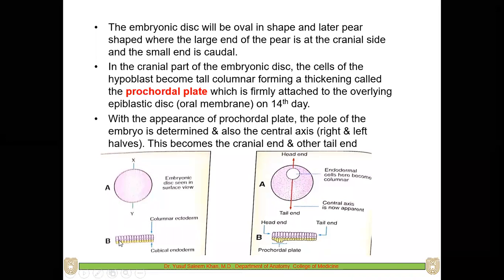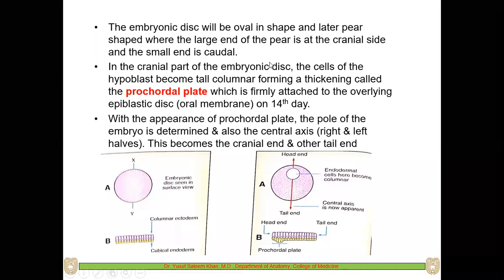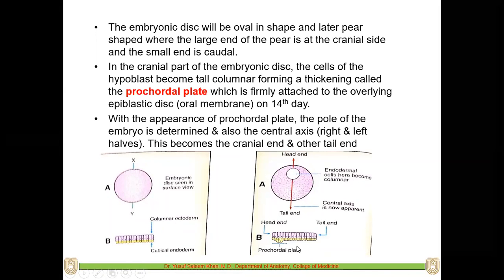Okay, now if you look at the hypoblastic cells, slowly near the head end there is proliferation of these hypoblastic cells. Here they are all equal, but near the head end, there is proliferation of the cells of the hypoblast, not the epiblast. In the cranial part of the embryonic disc, the hypoblast cells become tall columnar, forming a thickening called the prochordal plate. Now it is called the prochordal plate.